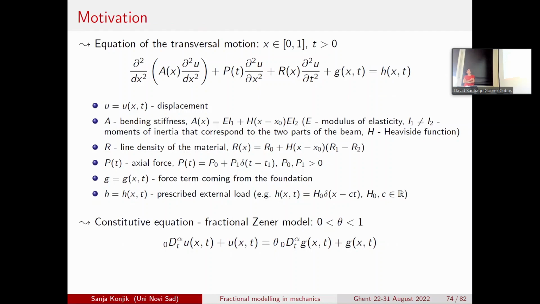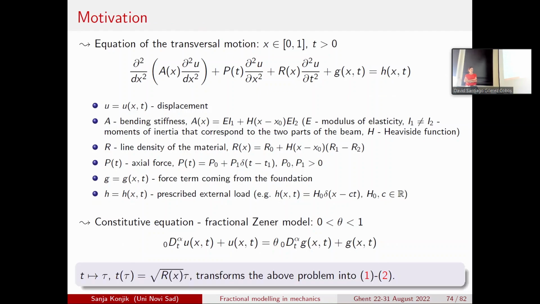As I said, this is the equation which describes the transversal motion of the beam, and that beam is laid on the viscoelastic foundation, which is described by the fractional Zener model and which influences the behavior of this beam. So these two equations, when coupled and after introducing some change of variables, provide us with the problem which I presented on the previous slides, the problem which we are going to solve. And so what was the idea here?